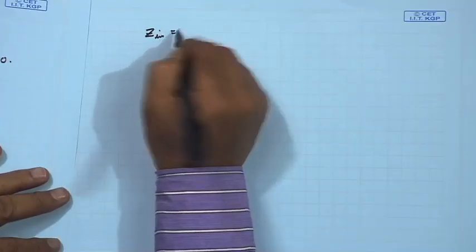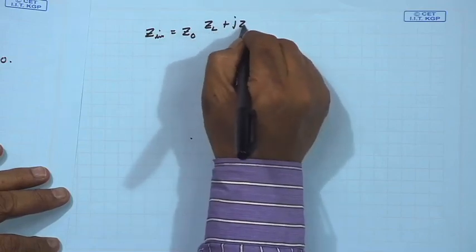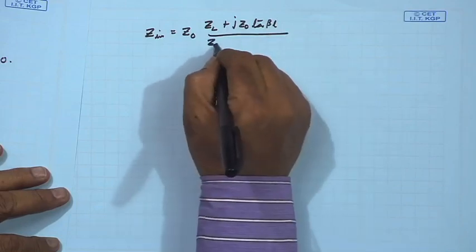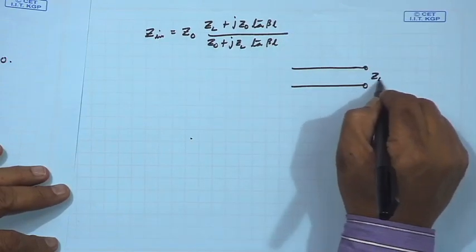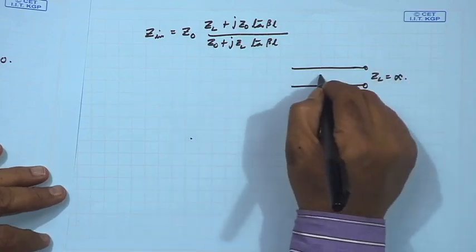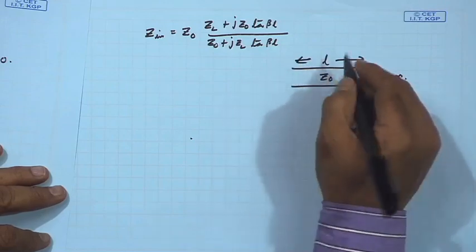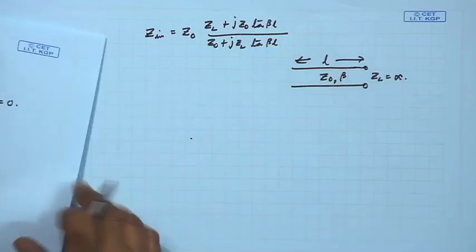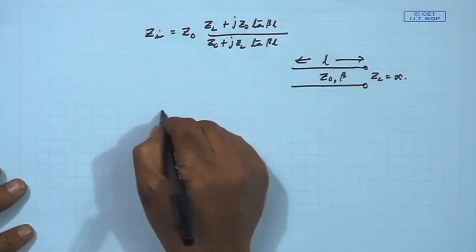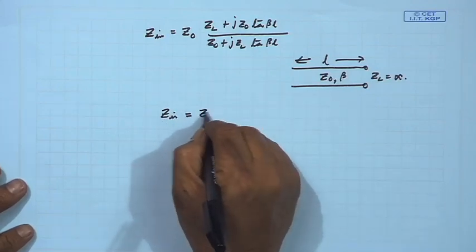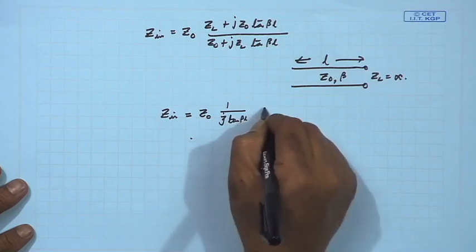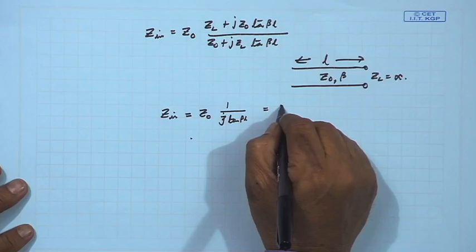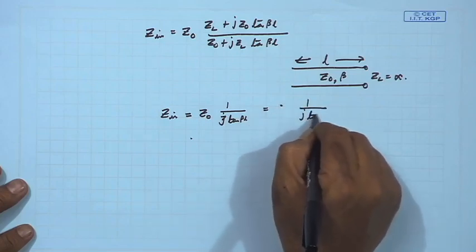Similarly, let us do this again. Write Z_in is equal to Z naught times (Z_L plus j Z naught tan βL) by (Z naught plus j Z_L tan βL). This time let us put an open circuit, Z_L equal to infinity, and this is Z naught, as before, with length l and propagation constant β. So, what is the Z_in value under this condition? Z_in is Z naught, and this is infinity, so divide. You get 1 by j tan βL.